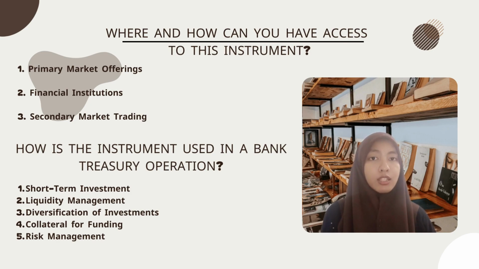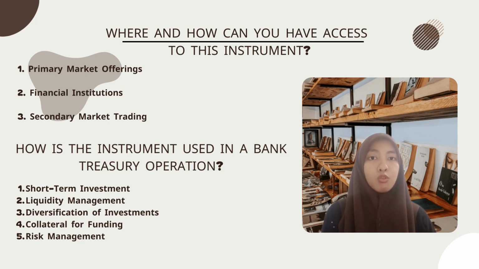Number 4 is collateral for funding. In some cases, banks may use Cagamas commercial papers as collateral to secure short-term funding from other financial institutions or the central bank. This paper, backed by a government-owned institution, is considered high-quality collateral and can help banks access liquidity or raise funds in the interbank market or in central bank operations.